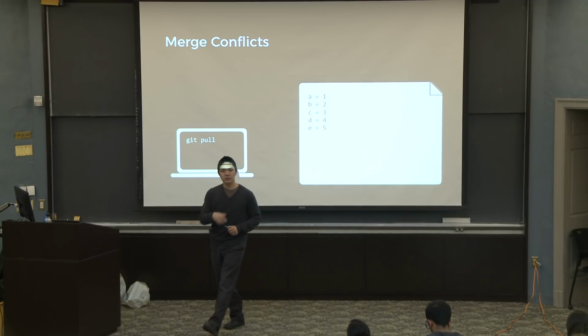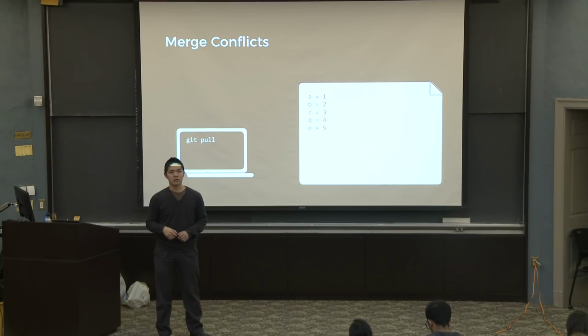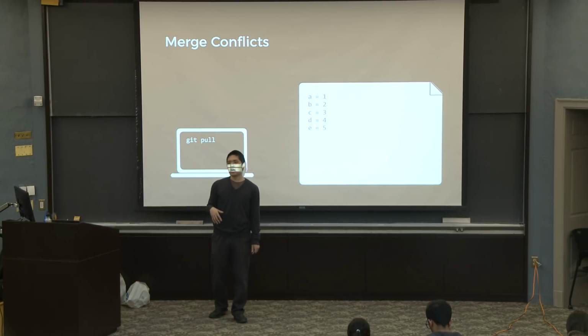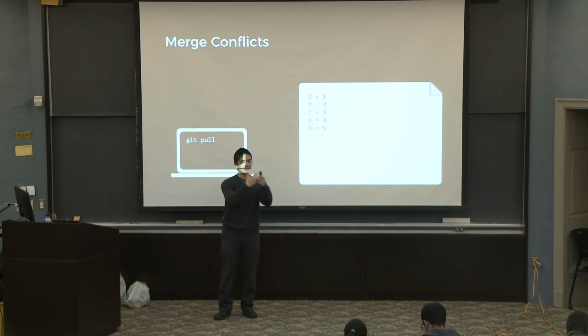Yeah? Good question. How do you delete a file from a repository? On your normal command line, rm is the command to delete a file, rm for remove, so you do rm space name of the file.